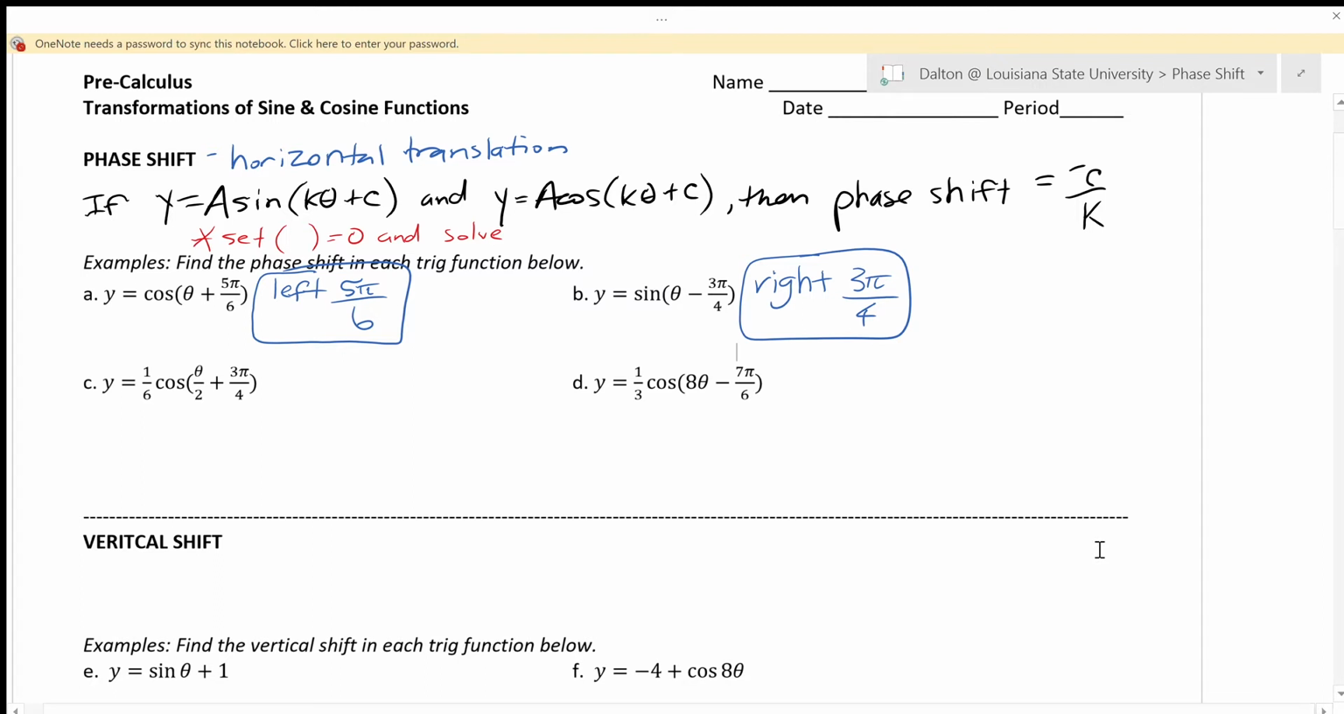Okay, parts C and D are a little bit different because k is not equal to 1, so we have a little bit more algebra to do. I'm going to do each one with a different option, and you can choose whichever option you prefer. For C, I'm going to do option 1, which is to set the parentheses equal to 0 and solve. So I'm going to set theta over 2 plus 3 pi over 4 equal to 0, and solve for theta.